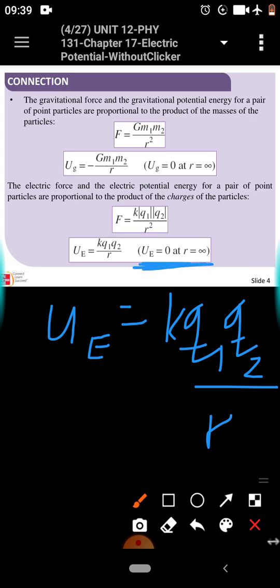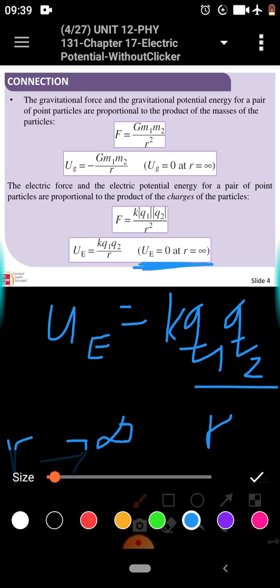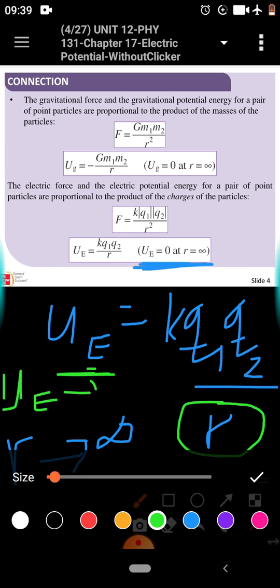Maybe I can explain this. You can see that when r goes to infinity, this is the same as dividing by a very big number. When you divide by a big number, it reduces the overall value, so this value becomes almost zero. So it means that UE goes to zero whenever r goes to infinity, because we are dividing by a big number.